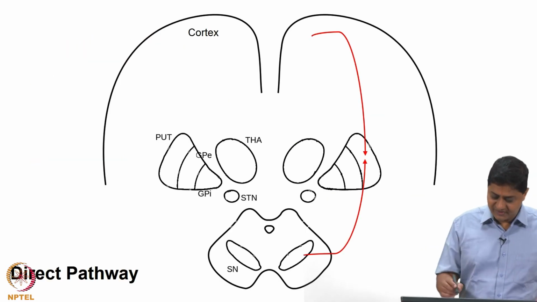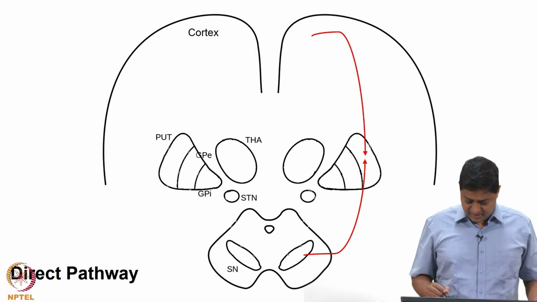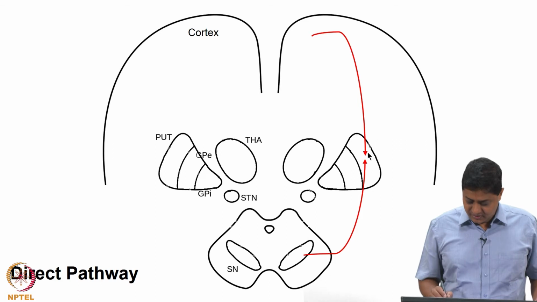Note that in this case the major input structure of the basal ganglia, which is the striatum, is bypassed. So, here what you have is cortex. From the cortex there are projections to the striatum.